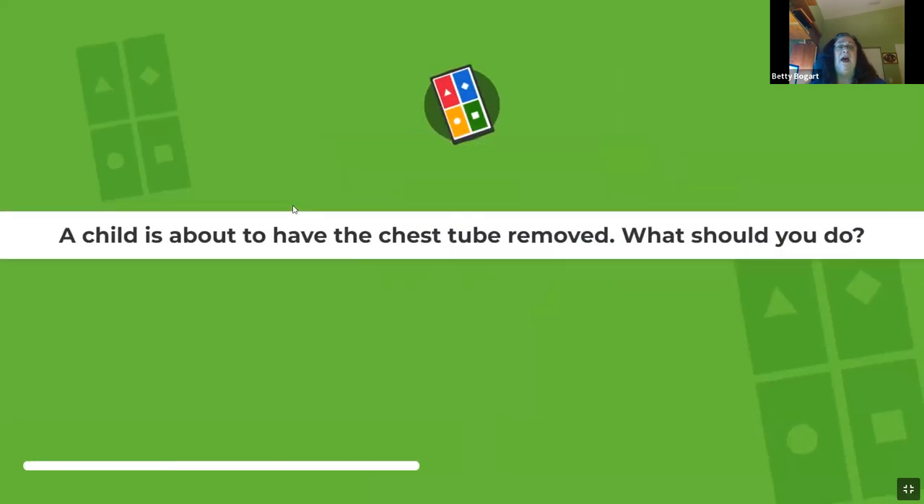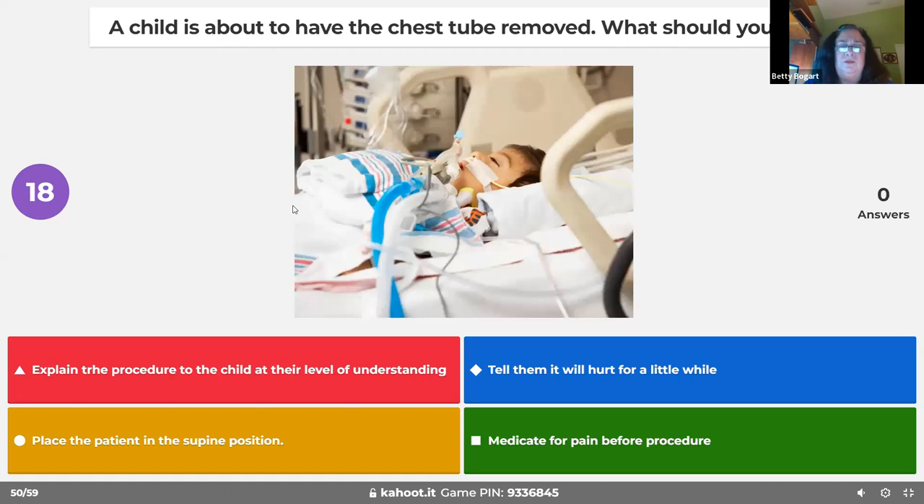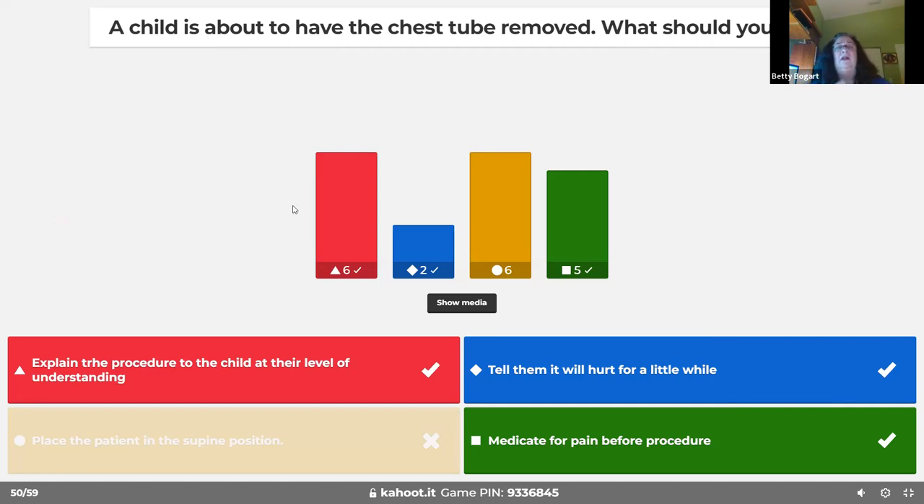A multi-select. A child's about to have a chest tube removed. What should you do? I worked in adults and I worked in pediatrics in open heart areas. And the adults told me when you pull those chest tubes out, it burns. It hurts. It's not a long period of time, maybe 15 seconds. So let them know, based on their understanding. Be honest, tell them it's gonna hurt, but you'll do everything to help them. You're not gonna put them supine. You're gonna elevate the head of their bed. It's better to breathe when chest tubes come out, right? And of course, number one, medicate them for pain. And you will be monitoring vital signs before and after because you're giving pain medicine.